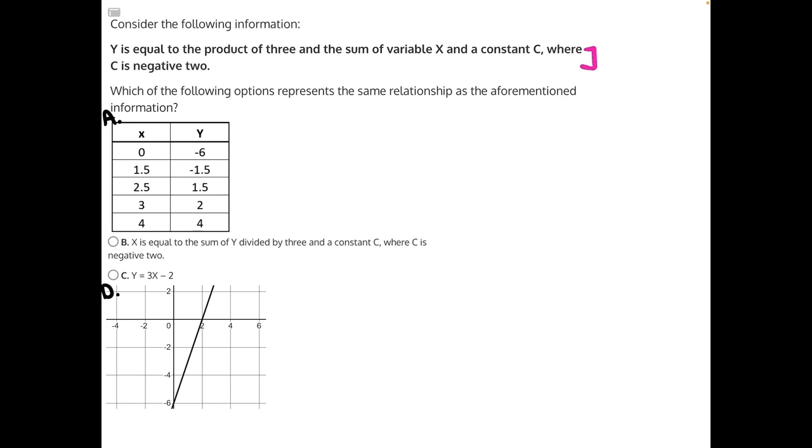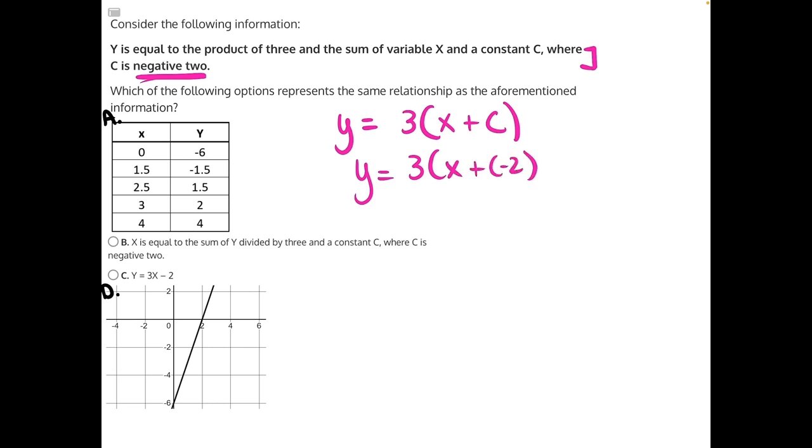We have y is equal to the product of 3 and the sum, so the product of 3 times the sum of the variable x and a constant c. Sum means we need to add. Then we just need to plug in that variable c, which we know is negative 2. Y is equal to 3 times x plus a negative 2. Adding a negative is the same as subtracting a positive. So this is our equation.